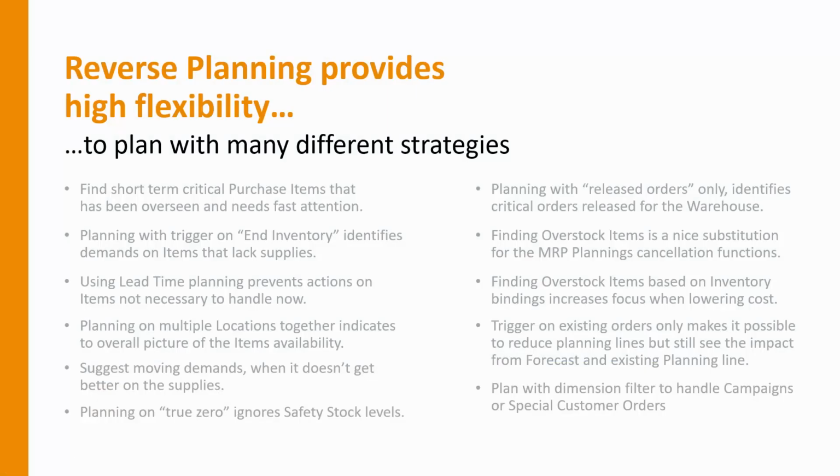With reverse planning, it's possible for me to plan with dimension filters to handle, for instance, campaign or special orders for customers, so I can isolate the planning of an item in the plan using a dimension code. Let's see how it works in Business Central.